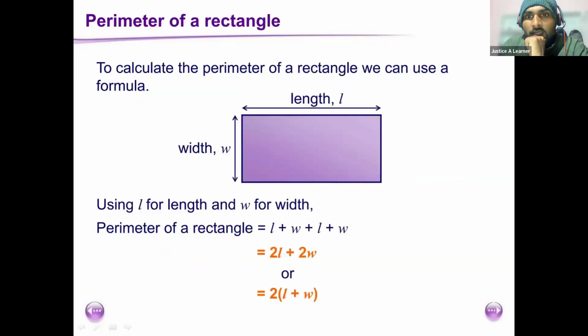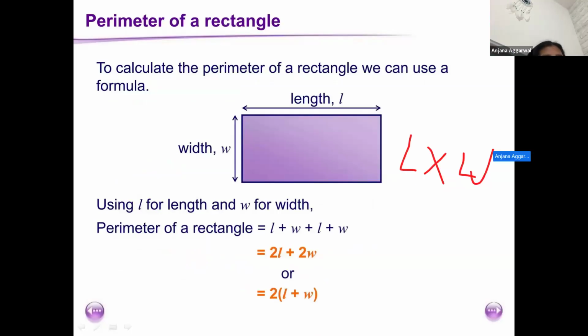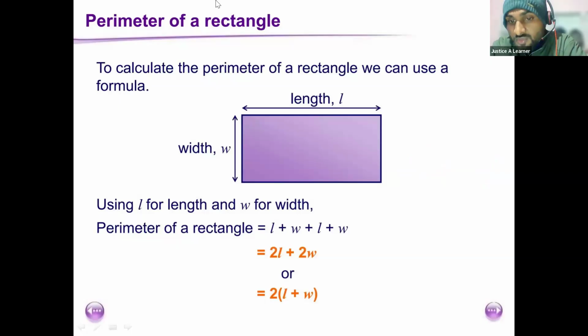Okay. Perimeter of rectangle we understood so far, and the formula came in this way. That was the concept we discussed earlier as well, right? So using L for length and W for width, perimeter of rectangle is 2L plus 2W, and we also understood earlier that 2 can be taken as common, and then this becomes 2 multiplied by the sum of length and width, right? Okay, so now we move to next.